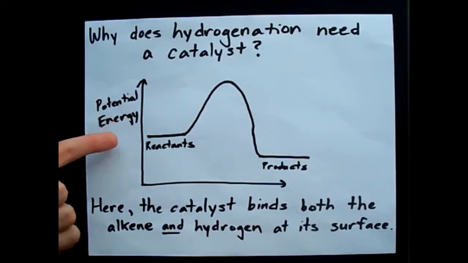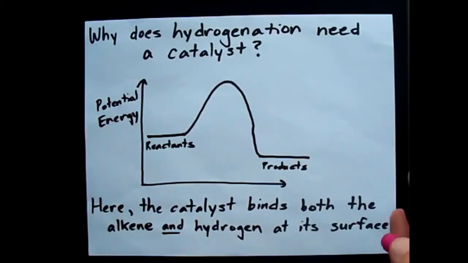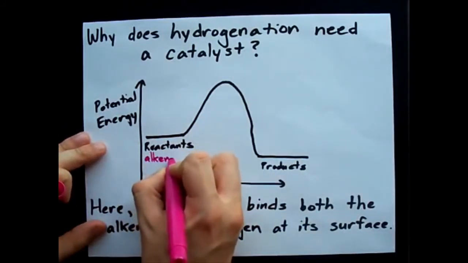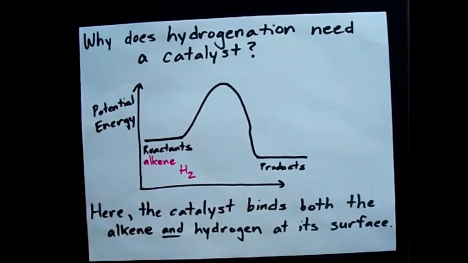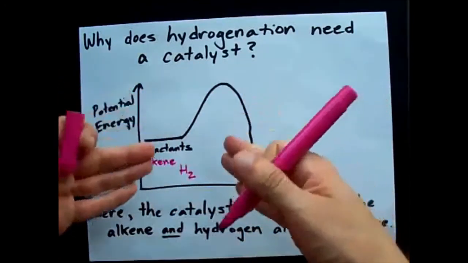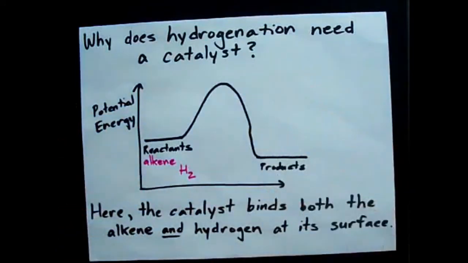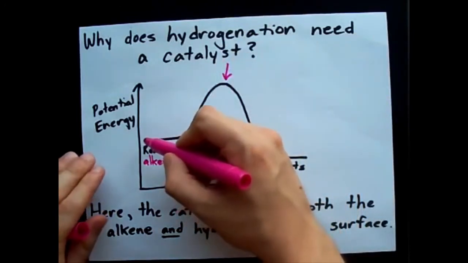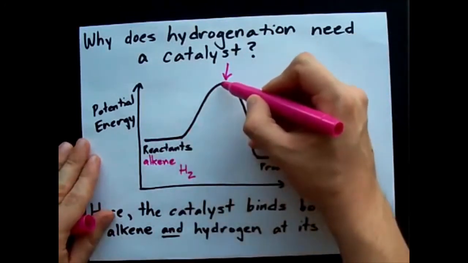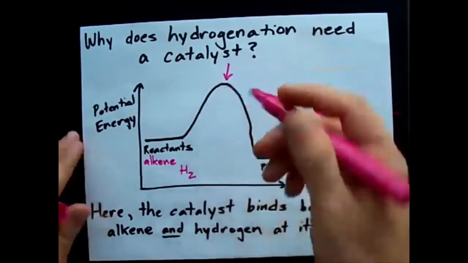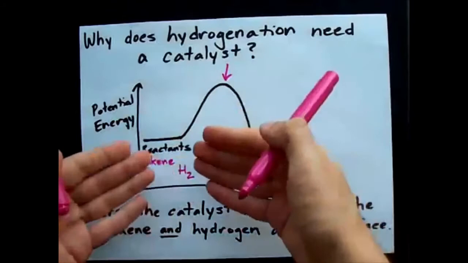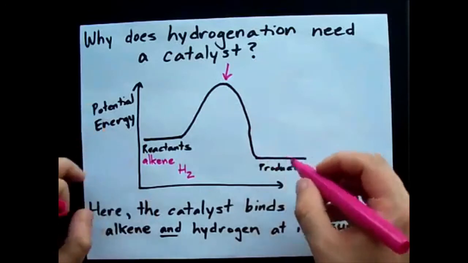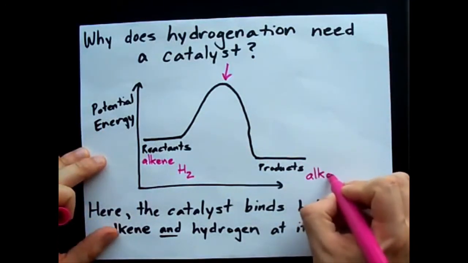This is the potential energy diagram for hydrogenation without a catalyst. You've got your reactants here. That means you have an alkene and you have your H2. Breaking open the double bond and breaking open the hydrogens requires a lot of energy. You've got to ramp up the amount of energy in your system all the way up here to break those bonds. Granted, once the two things react with each other, you slide back down, you get some energy out, and you end up with stable products. In this case, it's actually just an alkane.